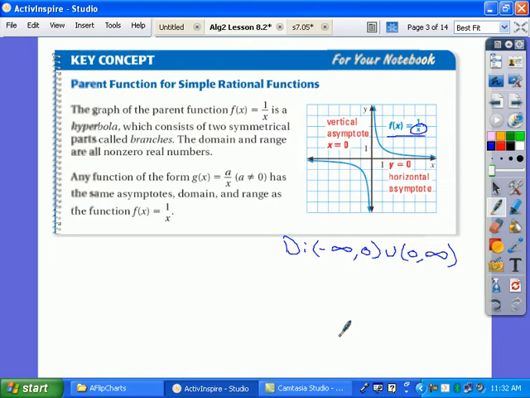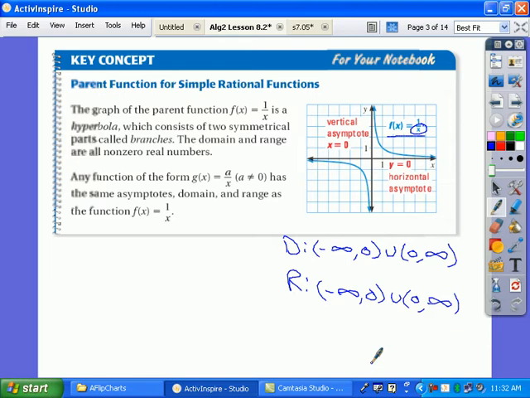Okay. The range, in this case, is also going to be from negative infinity to 0 and from 0 to infinity. Okay. Remember, range talks about the y values. And it's going to be pretty easy in this section, in section 8.2, because all you'll have to do is look at where the asymptotes are, and that'll tell you about the domain of range.